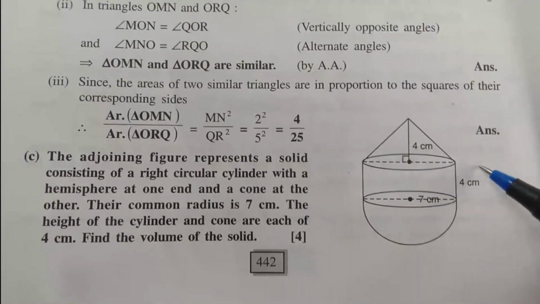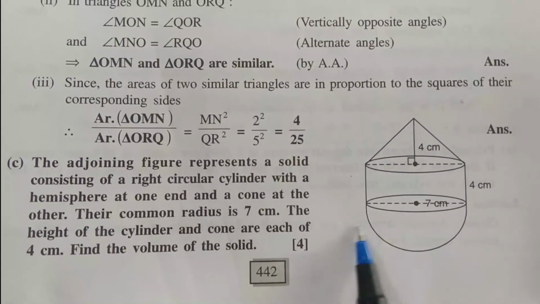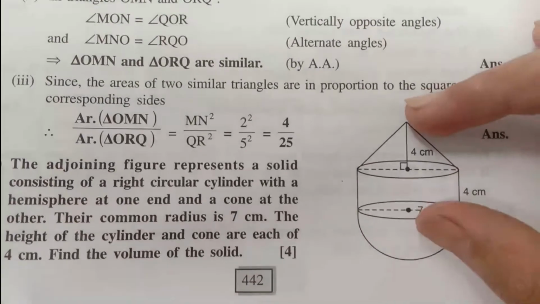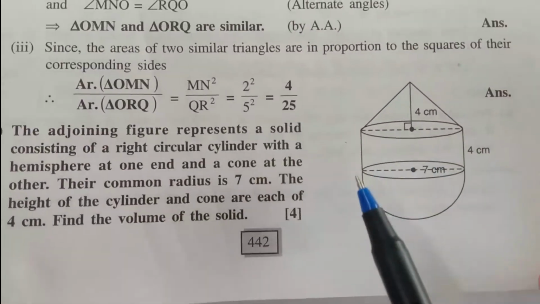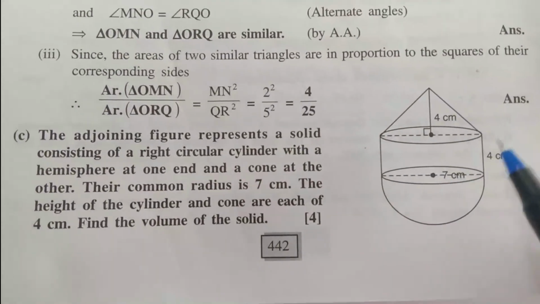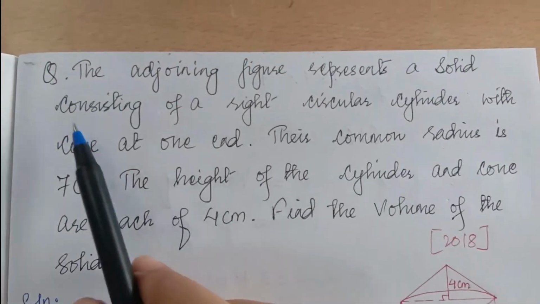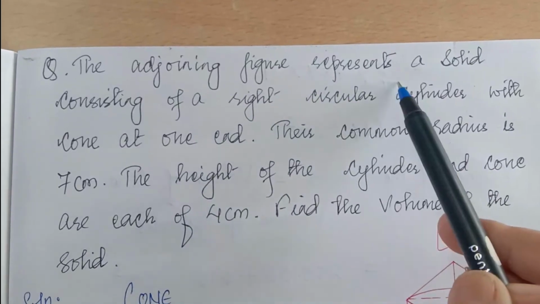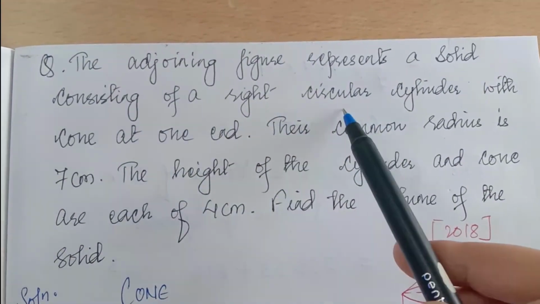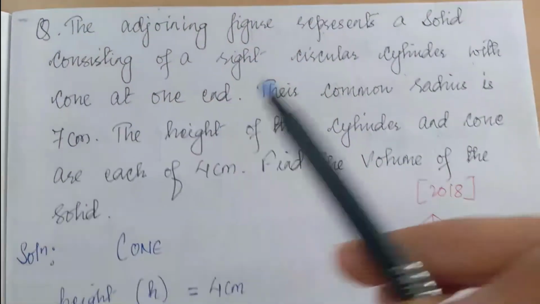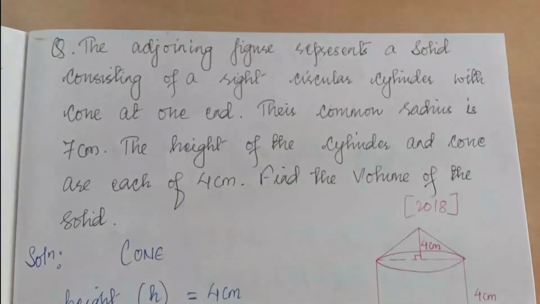This is also a 2018 question, but this part is removed from the syllabus. Okay, so we will solve only for this diagram. We will remove this hemisphere, then we will solve this question. So I have removed that hemisphere from the question also. The adjoining figure represents a solid consisting of a right circular cylinder with cone at the one end. Okay, I have removed the hemisphere.